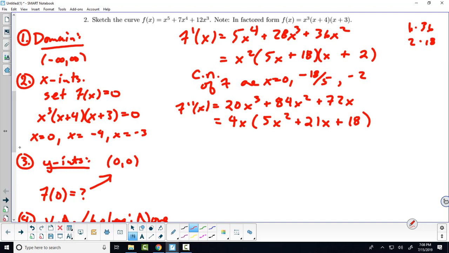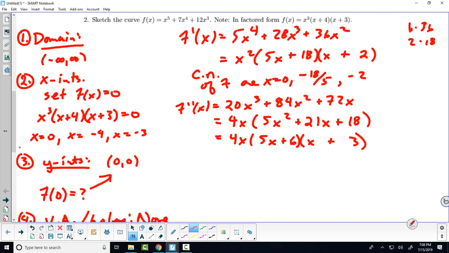I would probably give you these derivatives in factored form, because this is taking a little too long. But it's fine to do in class. So let's see here, this would be 4x times 5x and x. And we got 18, and we gotta get to 21. What's that? 6 and 3. Yeah, thank you. 3, 15, and 6, good, and plus and plus.